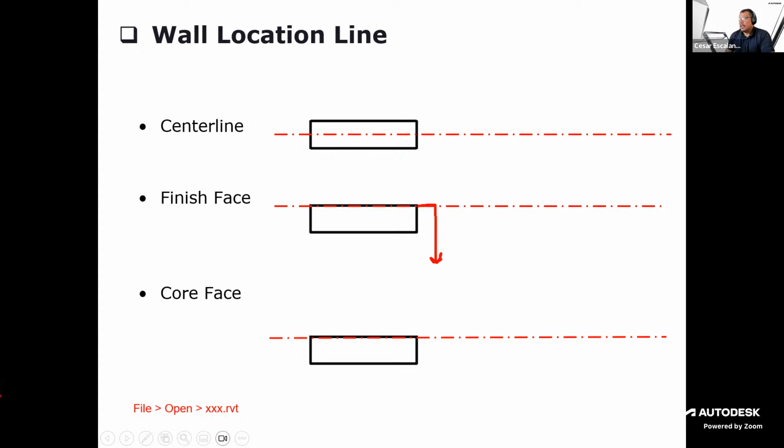And then another location line is the core face. So the core is the portion of the wall that performs the structural functions of the assembly. For example, in the case of a CMU wall, the entire CMU wall is a core, or the steel studs, that is a core, or wood studs, that's the core.